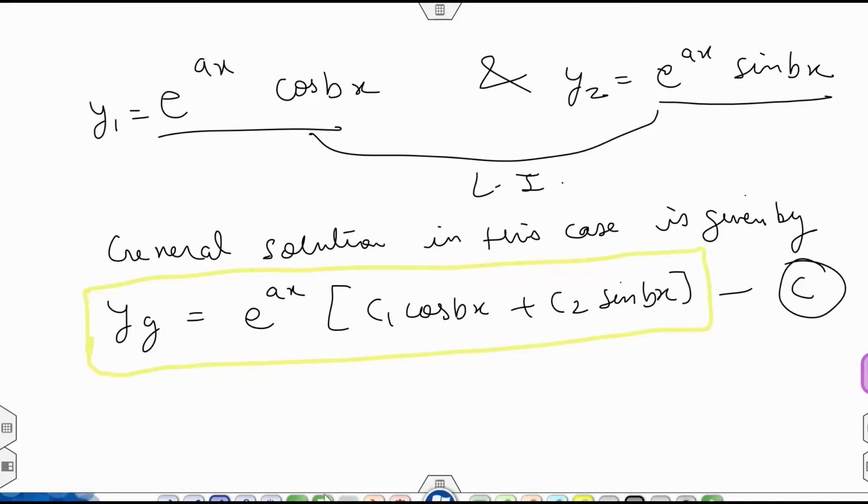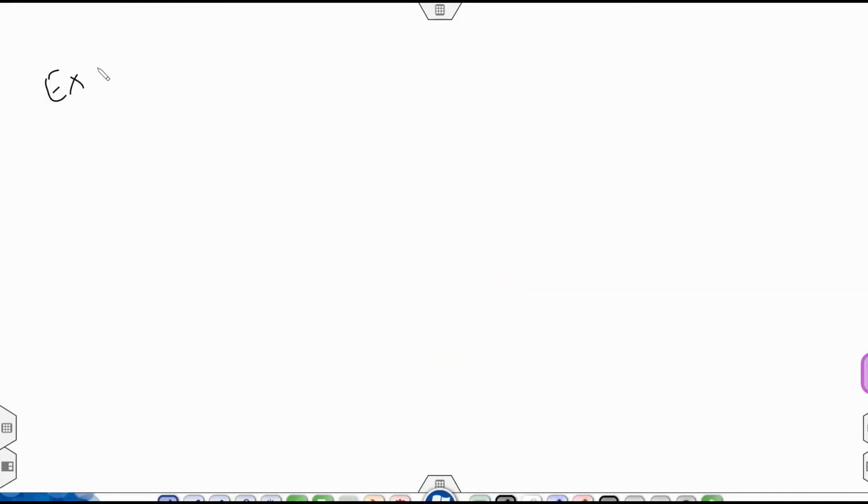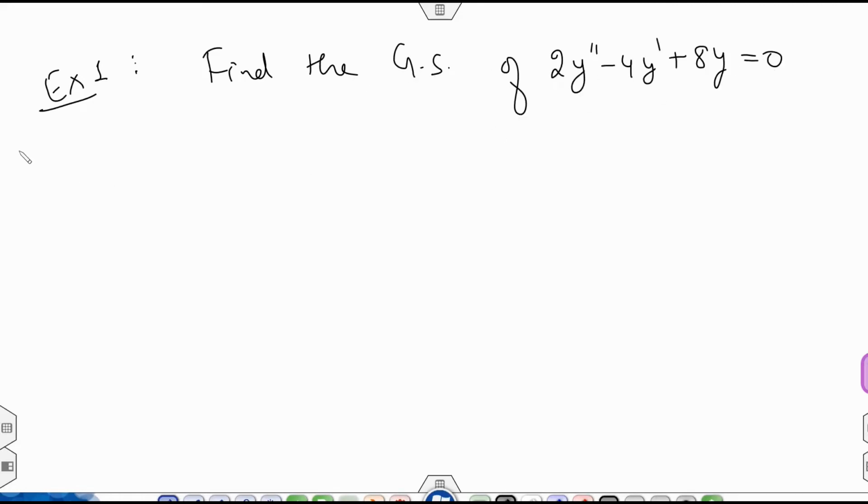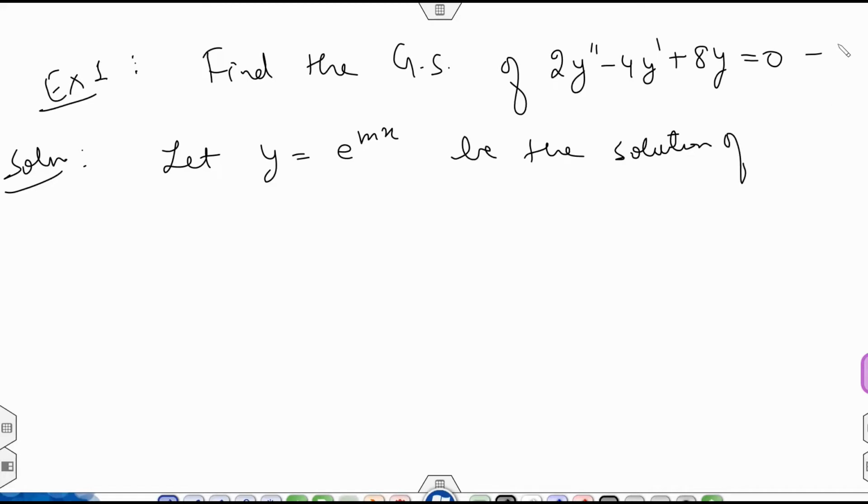So let us write down example number 1. The question is, find the general solution of this differential equation. For solving this, consider y equal to e to the power mx to be the solution of this differential equation 1.